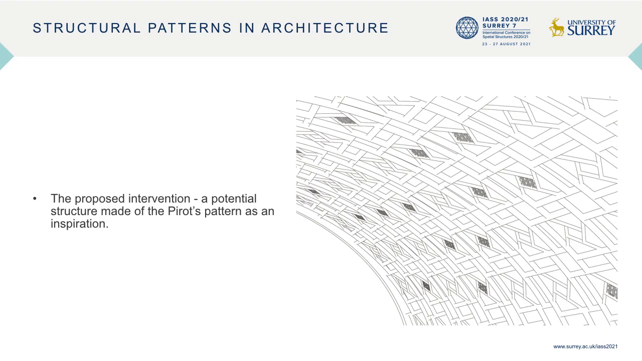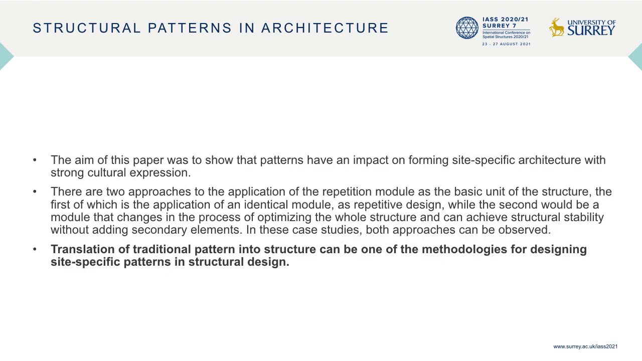The central part of each module in the Petrovic pattern usually is a different color, so there is a possibility to change the density of structural elements in that part of the structure. If we assume that the pattern is a symbolic description of the culture from which it emerged, then using specific patterns can be a way of forming site-specific architecture.